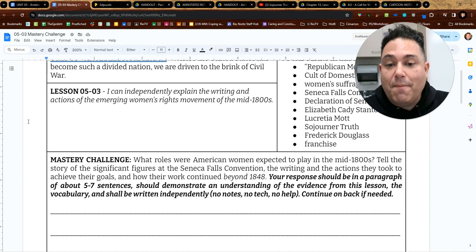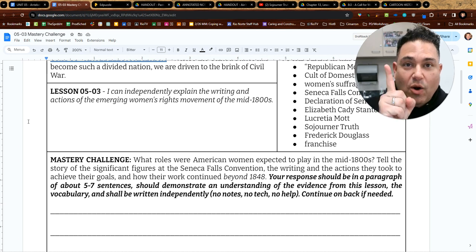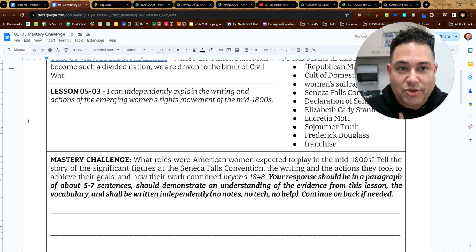First of all, what roles were American women expected to play in the mid-1800s? In other words, what jobs, what were their roles? In this case, we're talking about gender roles, right? So the different roles expected of men and women in society in the United States in the mid-1800s. That's part 1. What were women expected to do?